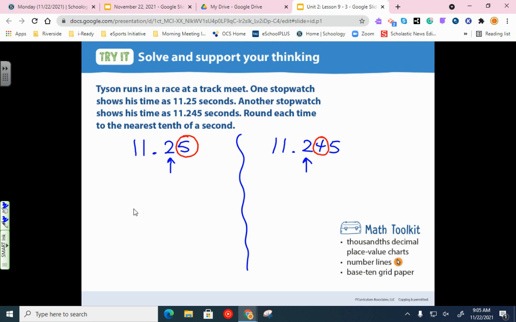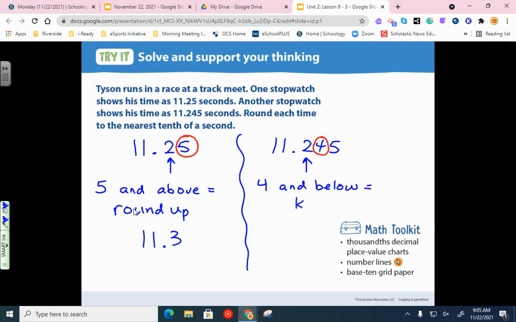So for this one, we've got a 5. So right here, 5 and above equals round up. So that means we're going to round that 2 up into a 3. So that's 11 and 3/10. For this one, we have a 4, and 4 and below, you just keep it. So this one is 11 and 2/10. So just those two basic rules. 5 and above, you round up. 4 and below, you just keep it.